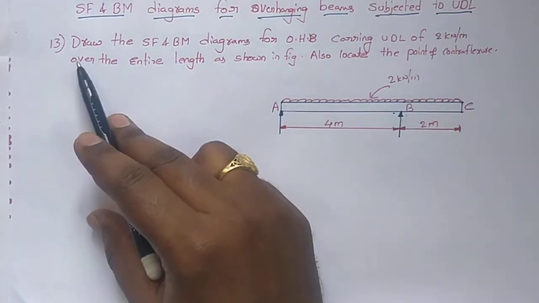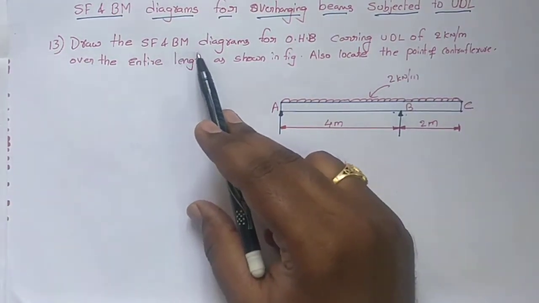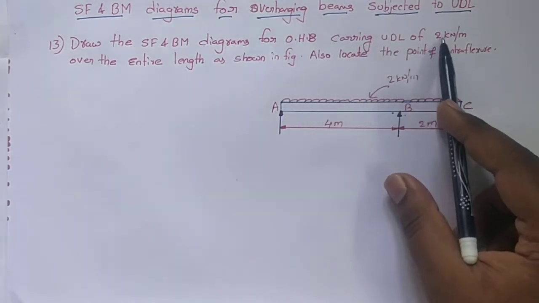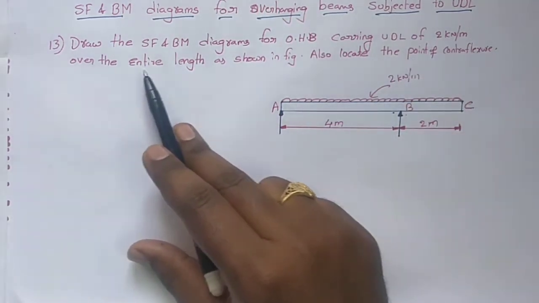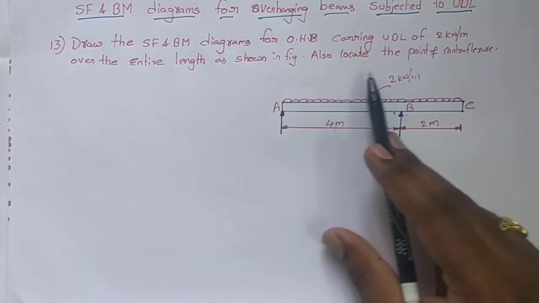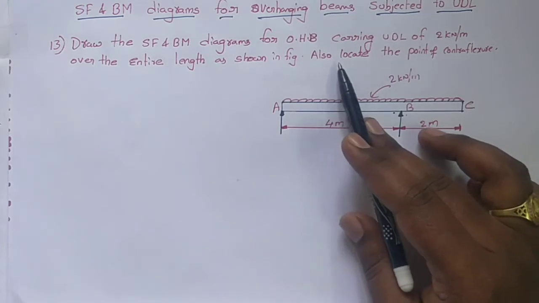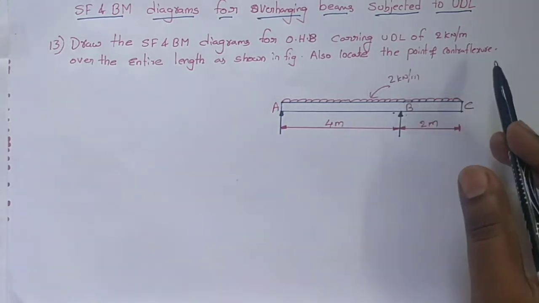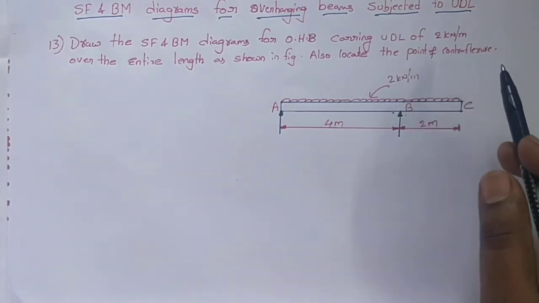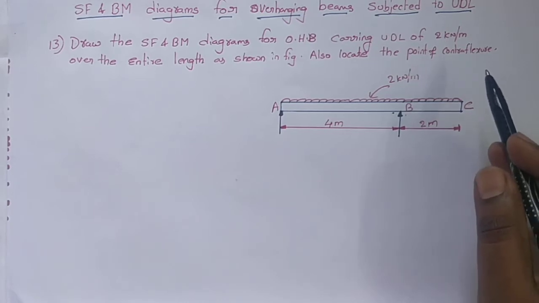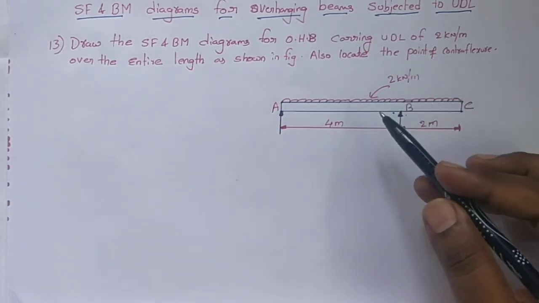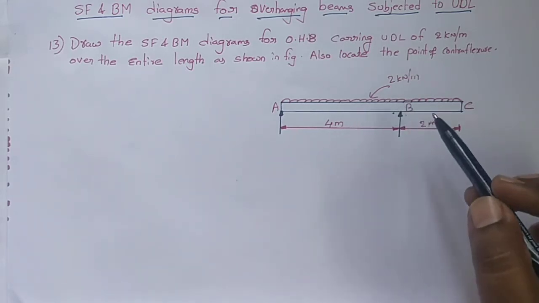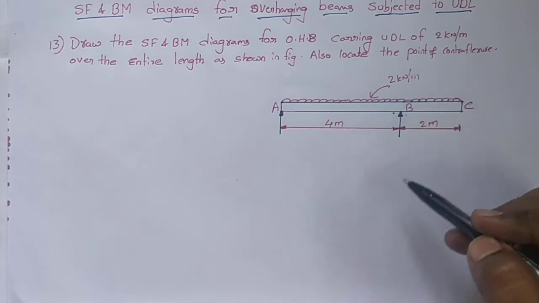Here, the problem is to draw the shear force and bending moment diagrams for an overhang beam carrying a UDL of 2 kN per meter over the entire length of the beam as shown in the figure, and we need to locate the point of contraflexure. We already know that the point of contraflexure is the point where the bending moment sign changes from negative to positive or positive to negative. It touches the baseline, that means the bending moment at that point is 0. That point is known as the point of contraflexure.